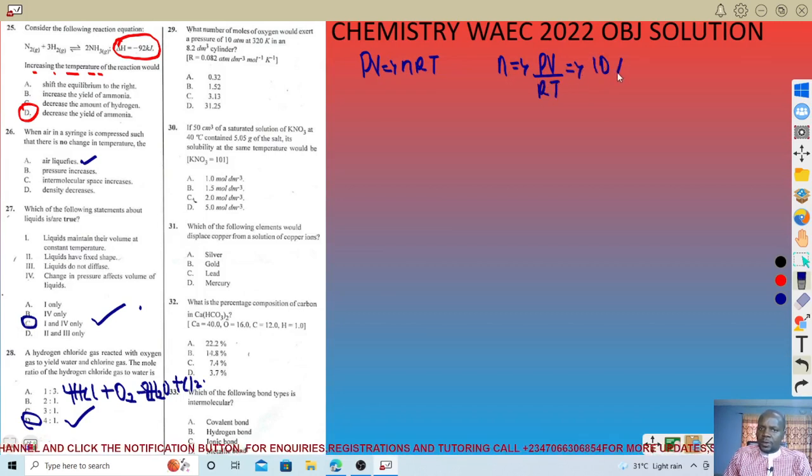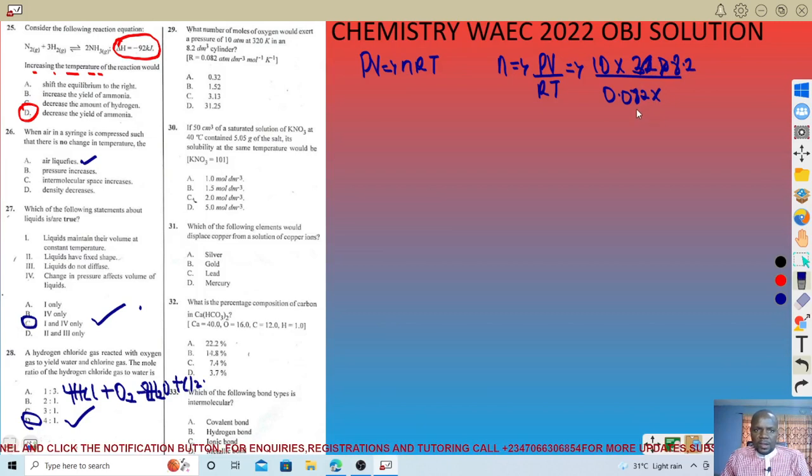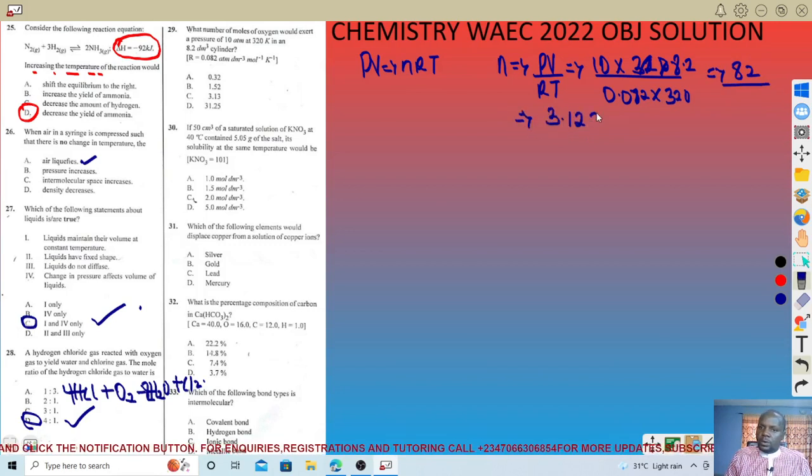Pressure is 10 atmosphere. Temperature is 320, volume is 8.2. R is 0.082. So this is 10 times 8.2 over 0.082 times 320. Then if you do that well, this should be 3.125. Direct calculator answer 3.125, which is 3.13 approximately. So that's that.